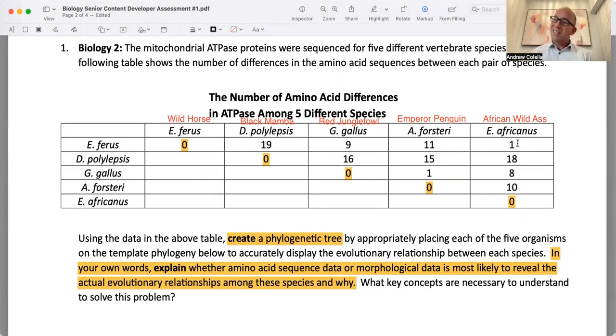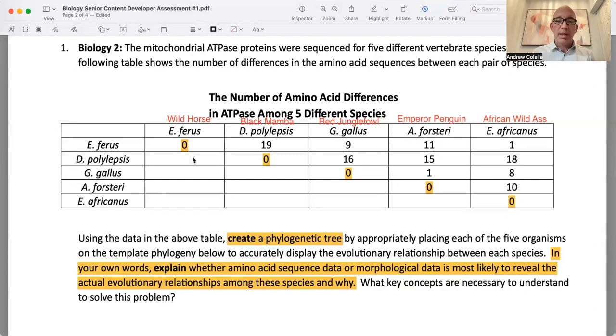Ooh, that fits the morphological data, the way a horse and a donkey sort of look, and the DNA, or sorry, the amino acid sequences. I keep saying DNA. It's not DNA. It's amino acid sequences. And amino acids are showing that they're actually pretty similar. Okay, that's interesting to find out. And then it's also showing me that the black mamba has a lot of differences. These two are starting to show up as maybe in-betweeners. Hard to tell. Let me go to the next row.